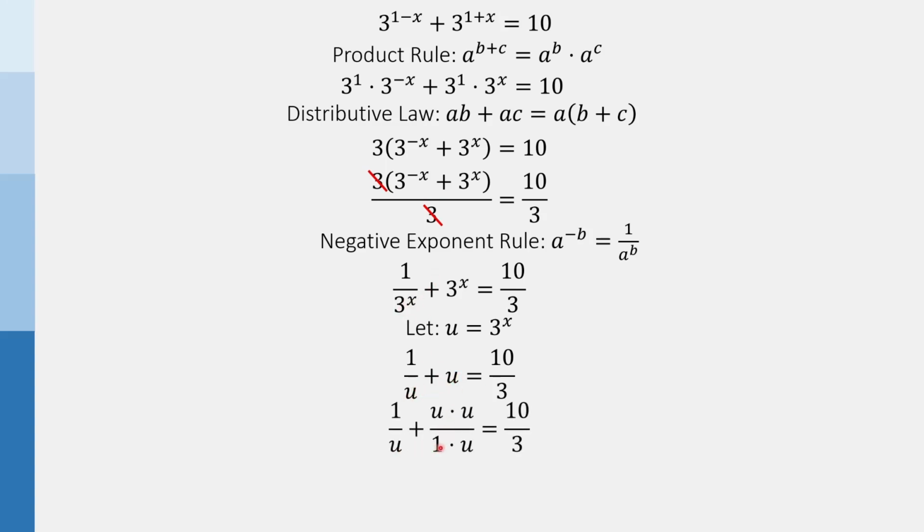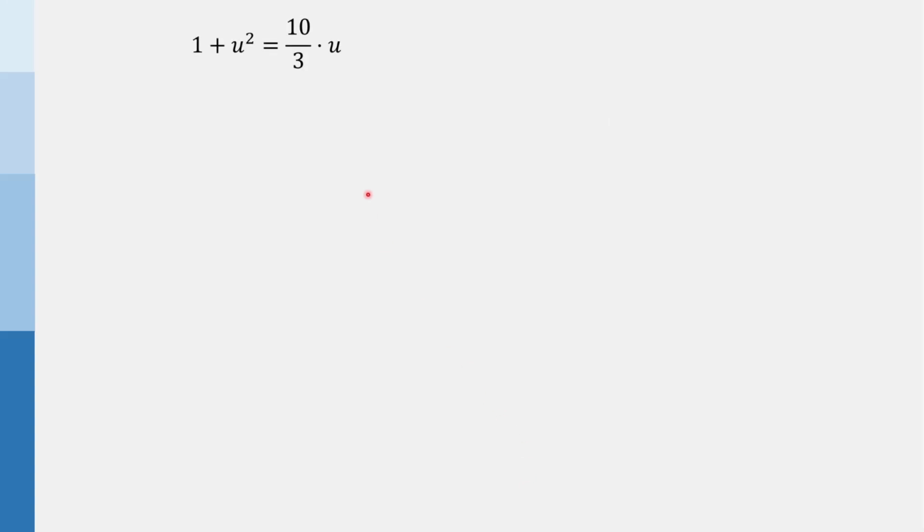Now we're going to multiply over here, on the bottom, u multiplied by u, so as to have a common base. Here will be u squared on the top, as shown over here. This u is going to come on this side, and we have 10 divided by 3 multiplied by u. We're going to bring it to the other side to become negative.